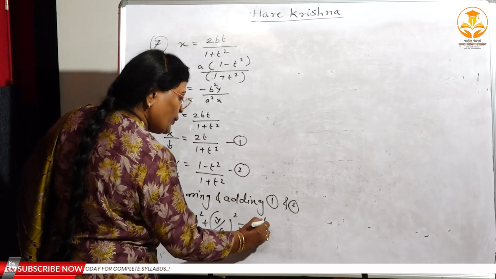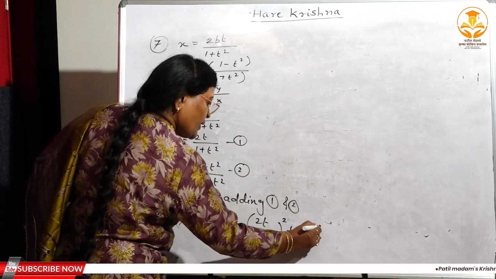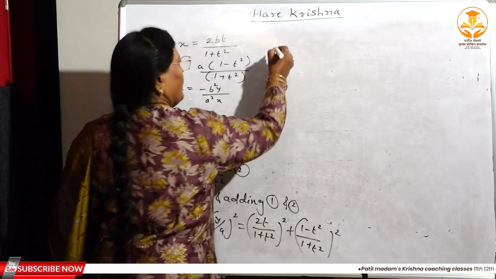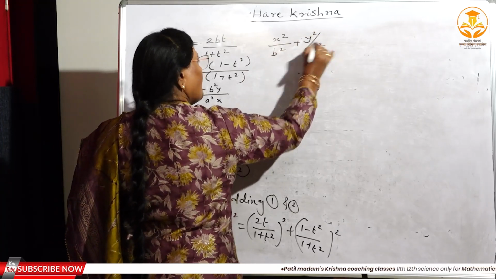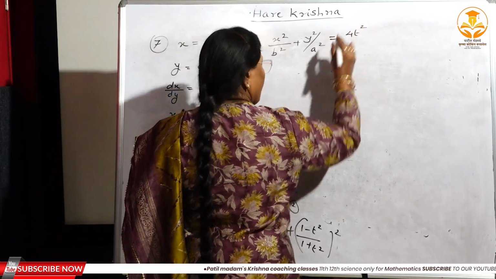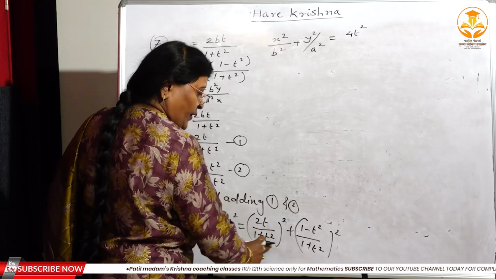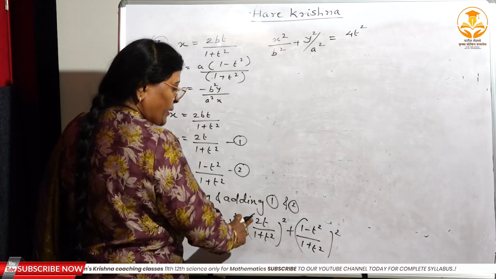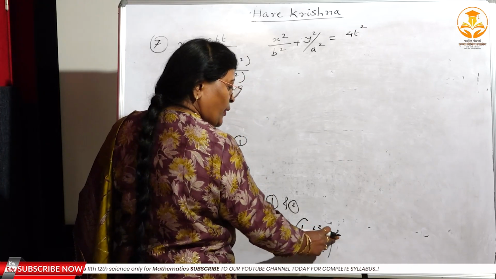It is equal to (2t/(1+t²))² + ((1−t²)/(1+t²))². Right? Now again x²/b² + y²/a². Now here you have got that 4t². See, if you observe this, the denominator is same, (1+t²)². The denominator is same, directly add the numerator. Therefore 4t². Here you can make the expansion, (1−t²)².